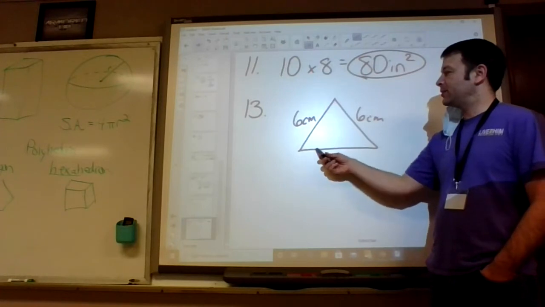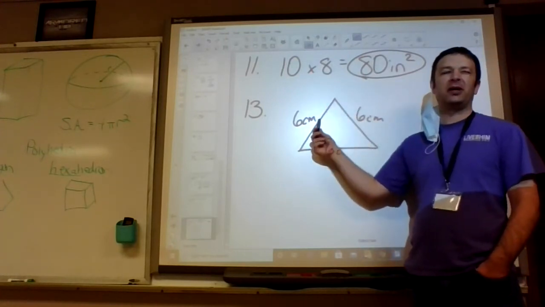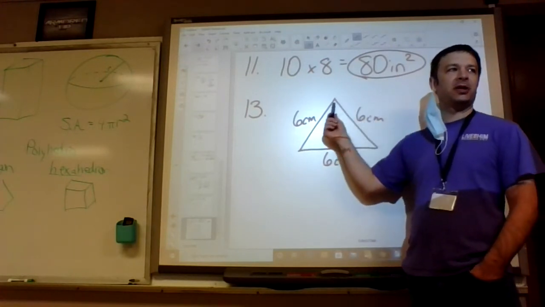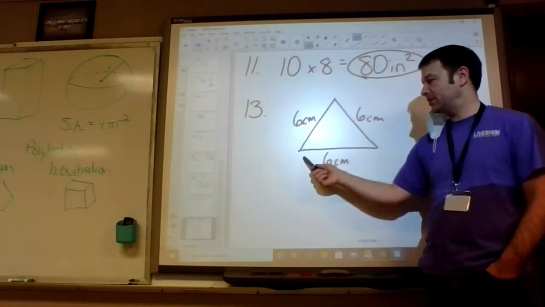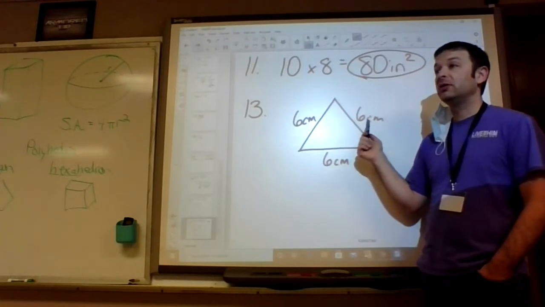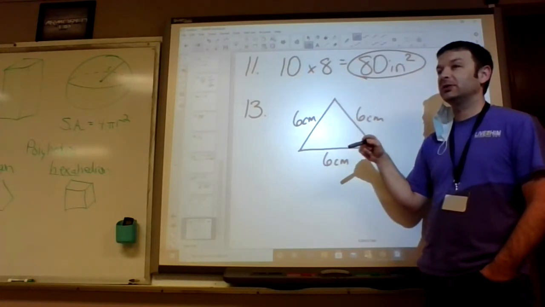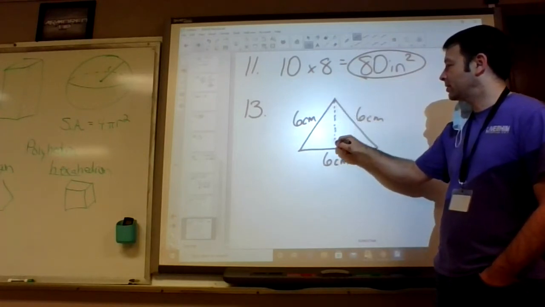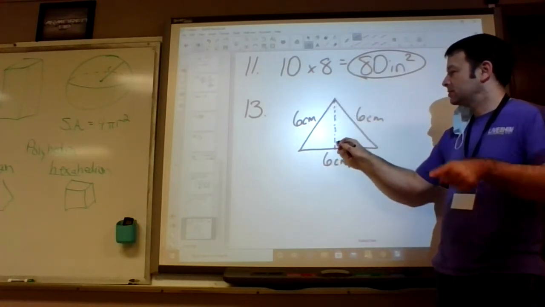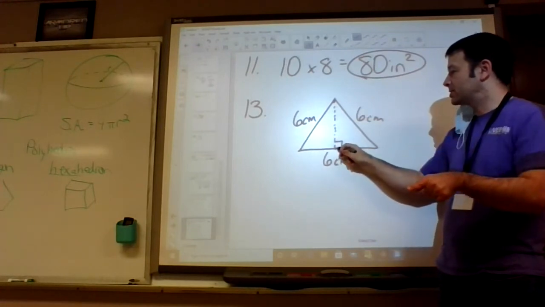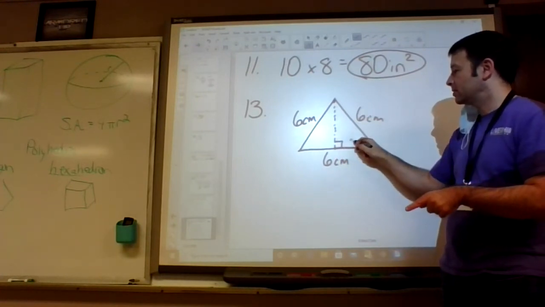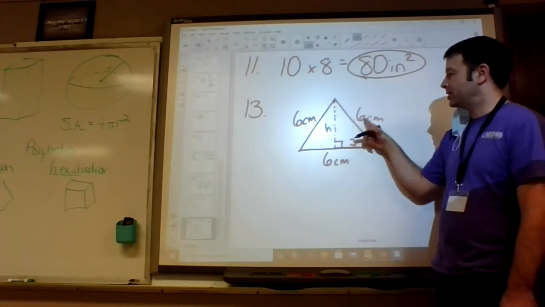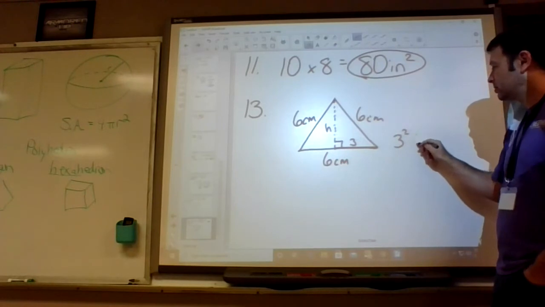Okay, how do we find the area of this triangle? We're just doing the one triangle on one side. Base times height, so I'm missing the height. How do I find the height? It's the Pythagorean theorem. What's this right here? 3. So it's 3 squared plus height squared equals 6 squared.